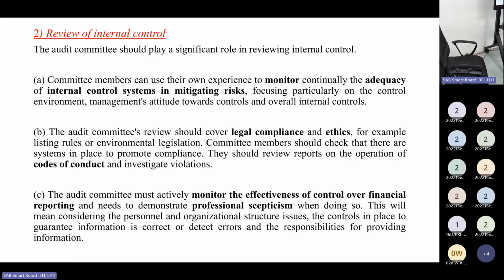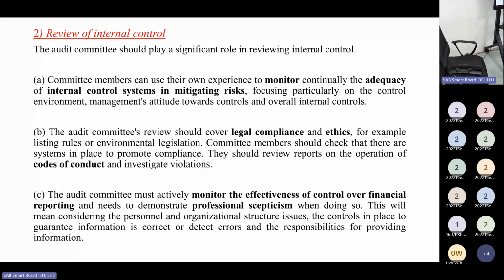What is the third one? The audit committee must actively monitor the effectiveness of control over financial reporting. Financial reporting, the report, how you make the information record, the process, they have to look. That is what they are telling. They have to ensure there are proper internal controls in the process of financial reporting. How you get the information, how you authorize it, how you record it. So there should be internal controls then and there for that process, the financial reporting process.